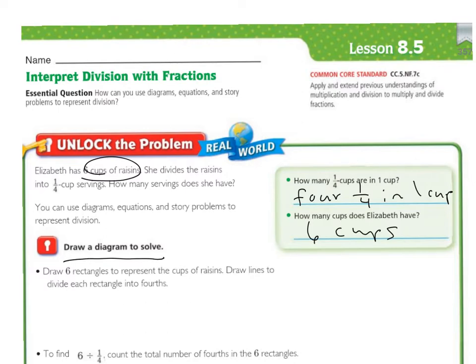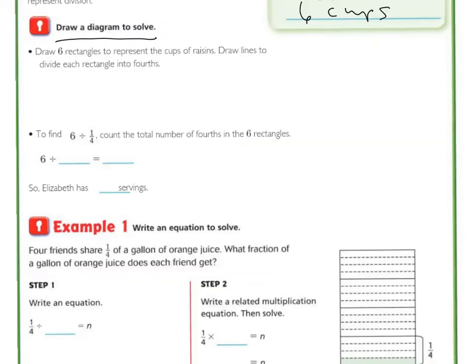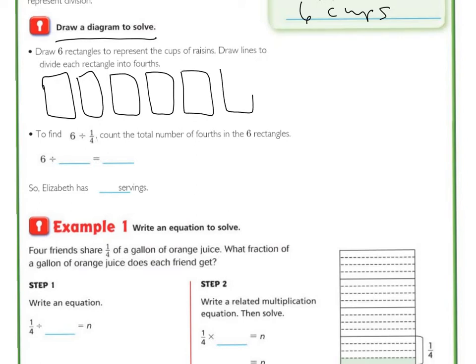We're going to draw 6 rectangles to represent the cups of raisins, and then we're going to draw lines to divide each rectangle into fourths. So let's draw my 6 rectangles: 1, 2, 3, 4, 5, 6. Sorry, they're kind of lopsided. And then we need to divide them in 4s. These should be equal parts. They don't look very equal, but we're going to pretend that they are equal 4 parts.